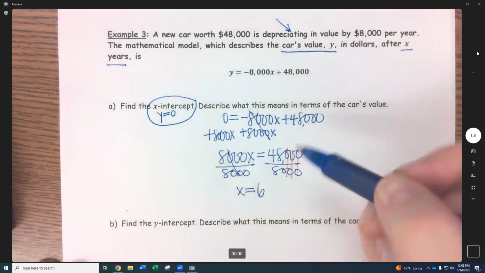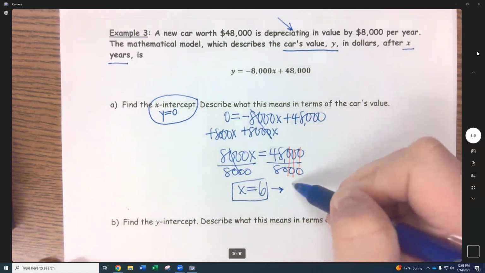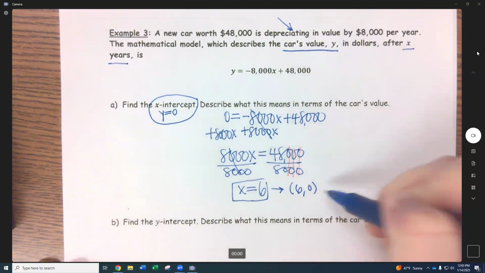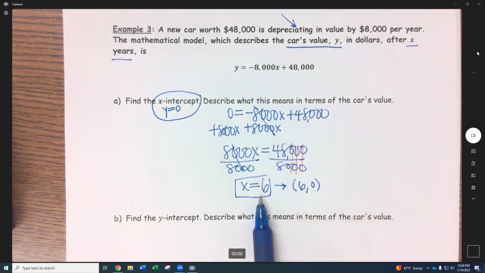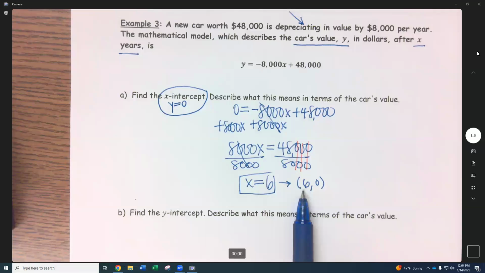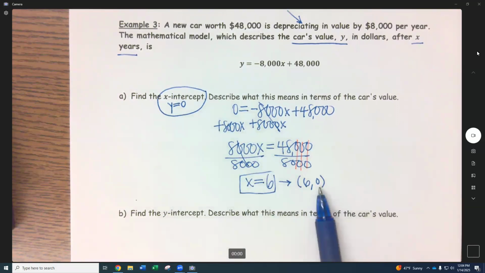So find the x-intercept. We have x equals 6, which would be the ordered pair 0, 6. I said that backwards. 6, 0. I know that for 2 reasons, but let's just go with 1 reason. I found what x equals, right? X equals 6, so that needs to go in my x place. And what did we put in for y? We said that y equals 0, so y is 0.